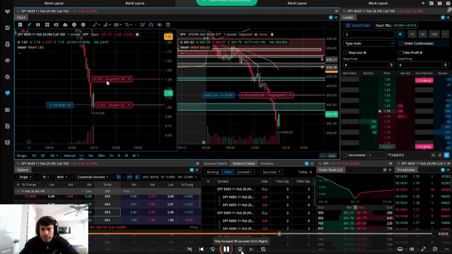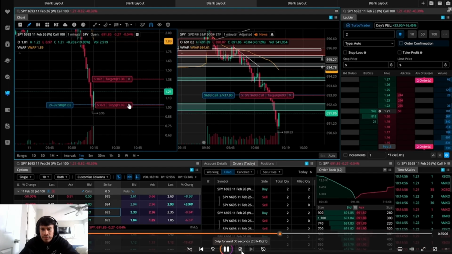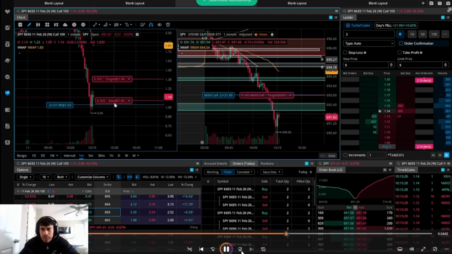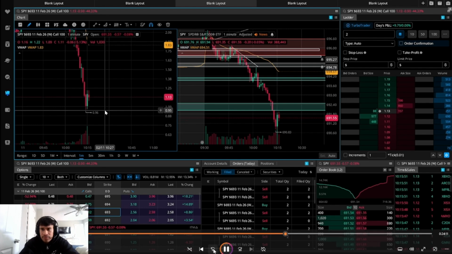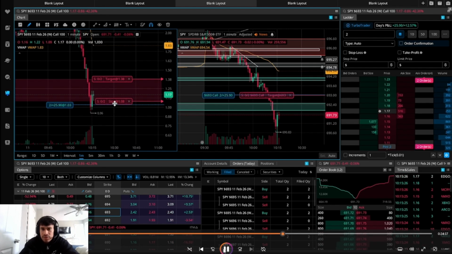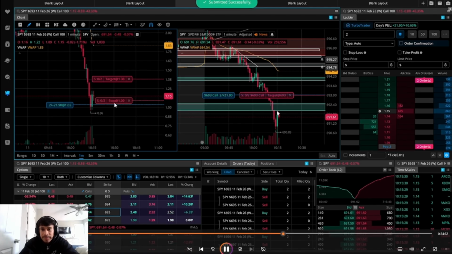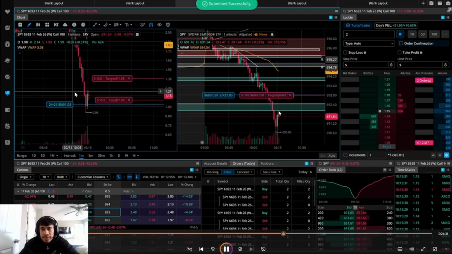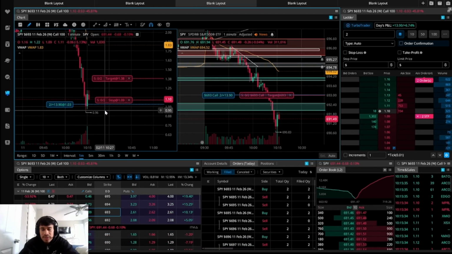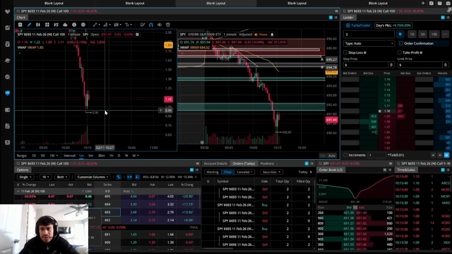I'm up 1 to 1, 3 to 1, or 2 to 1. Seeing if we have a continuation of the move. That 2 to 1 missed my 2 to 1 once again by like 2 cents, 3 cents. So what has happened in the last couple of days when I miss by about 3 cents, it usually pulls back and has a continuation.